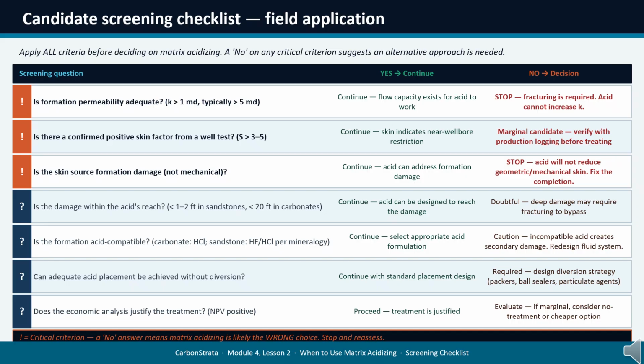The rows change. These are not hard stops. They are design warnings. Look at damage reach. If uncertain, you may still proceed, but with caution. Next, fluid compatibility. If wrong, you create damage, so you adjust design, not reject the method. Then placement. If acid cannot reach all zones, you change placement strategy, not the method. Final row. Economics. Even if everything is correct, it must still justify itself.